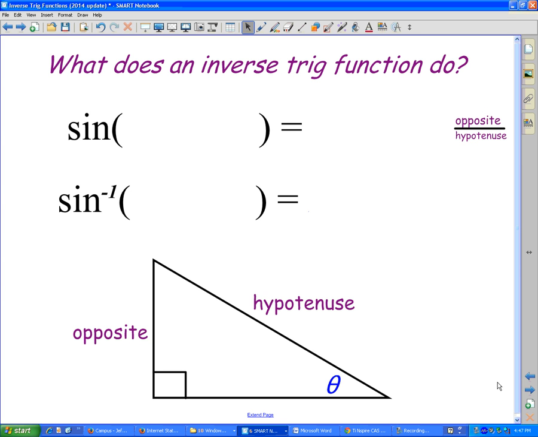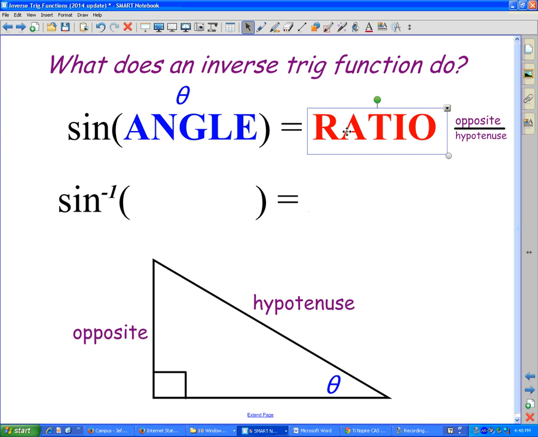Now, what this means is that we're going to take this angle, theta, and we're going to put it into the sine. It goes in right here. So what we put into a trig function is an angle. What comes out of the trig function then is some ratio. In this case, the specific ratio is the opposite over the hypotenuse. That's what a trig function does.